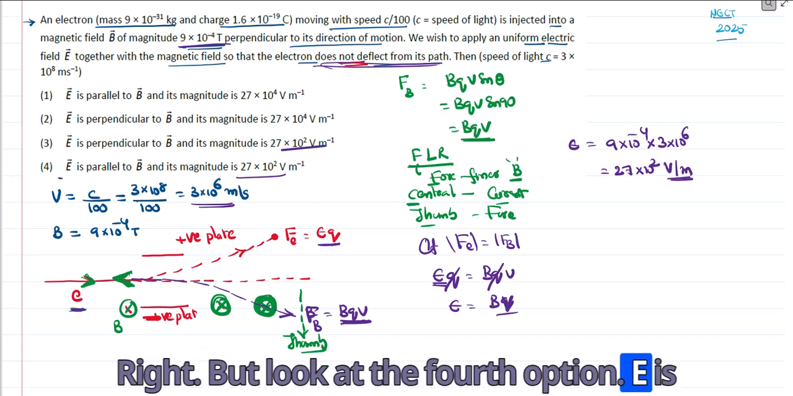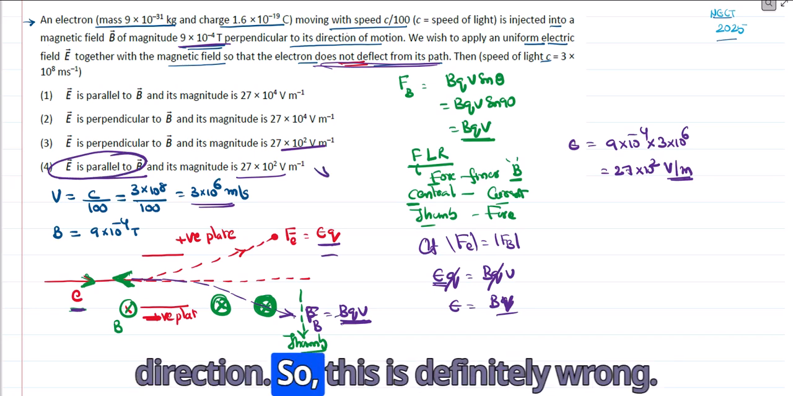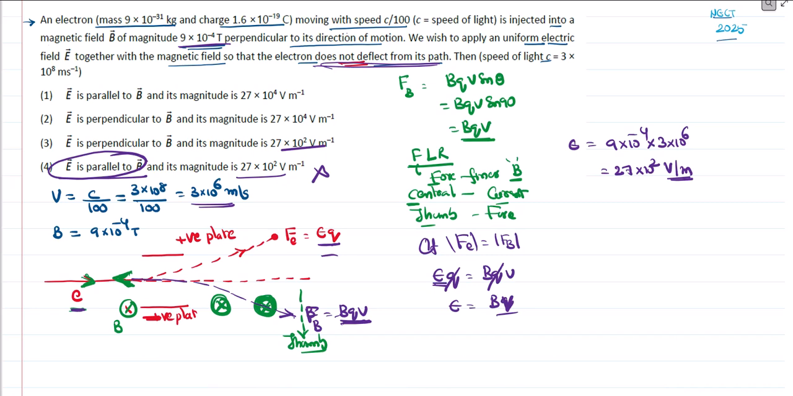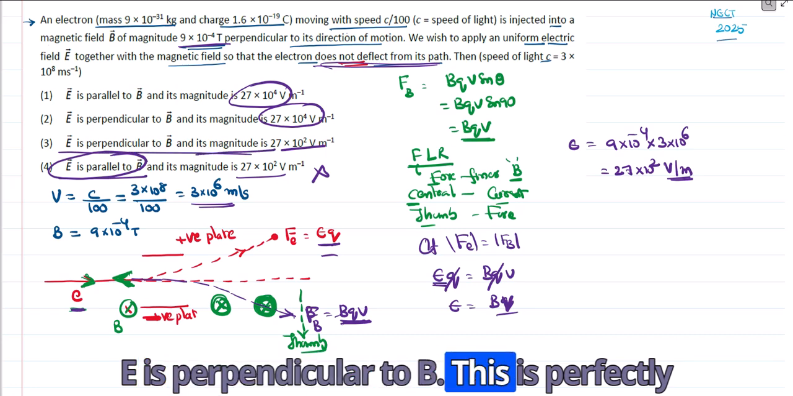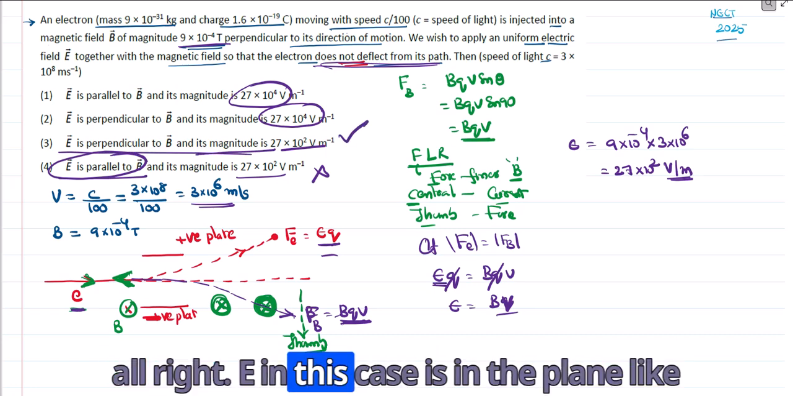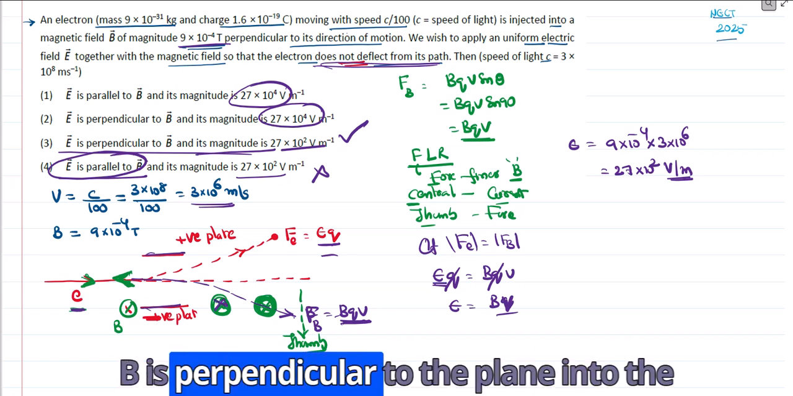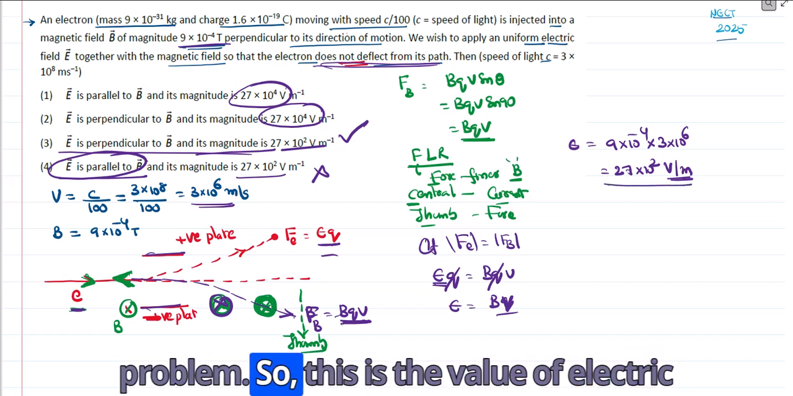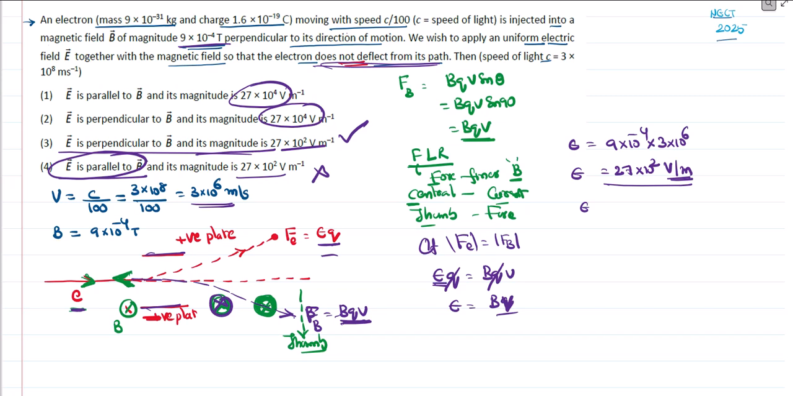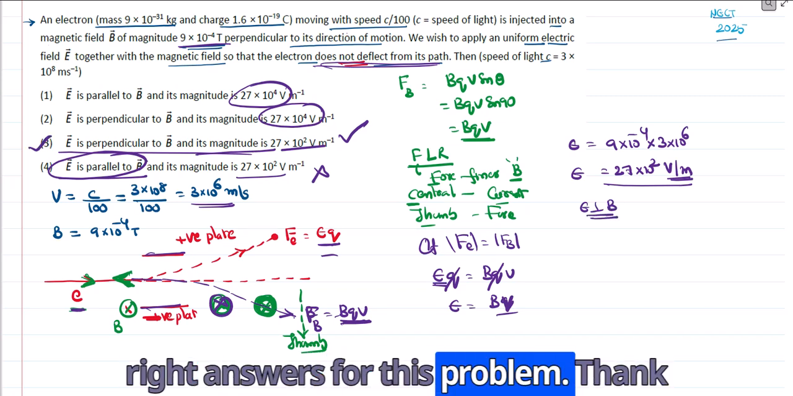But look at the fourth option, E is parallel to B. If E is parallel to B, these two forces cannot act in opposite directions. So this is definitely wrong. Look at this: E is perpendicular to B. This is perfectly alright. E in this case is in the plane of the page, and B is perpendicular to the plane, into the paper. This is how we have to solve the problem. So this is the value of the electric field. E is perpendicular to B, so option 3 is the right answer for this problem. Thank you for listening.